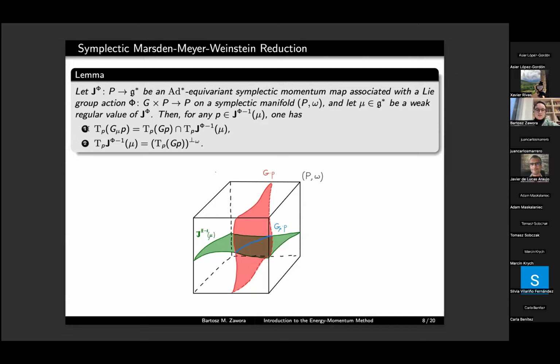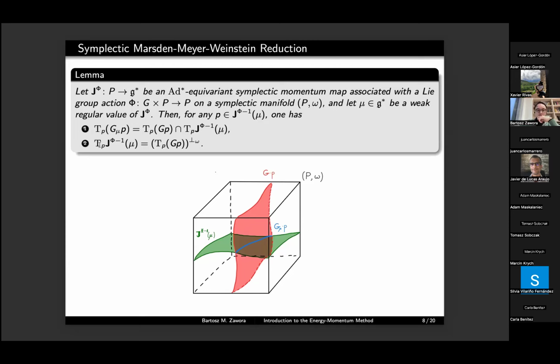So the first item says that the intersection of the tangent space to the orbit generated by the whole group with the tangent space of the level set of a symplectic momentum map is exactly the tangent space to the orbit generated by the Lie subgroup G mu, and this is illustrated in this picture. Right here we have the whole orbit, here we have the whole level set, and the intersection is given by the orbit generated by G mu.